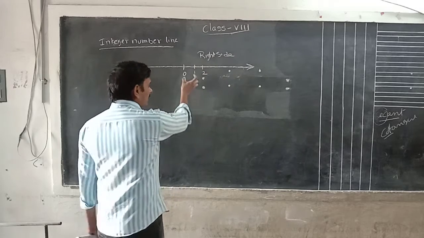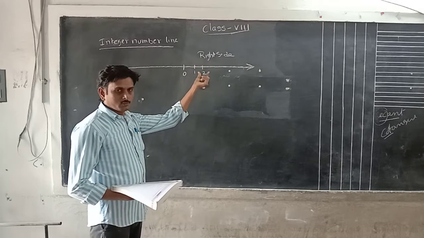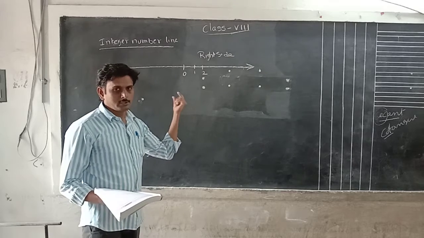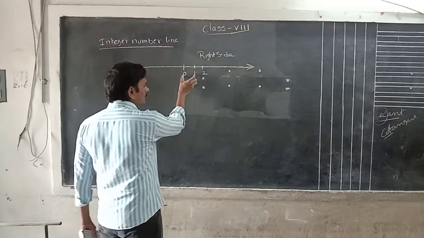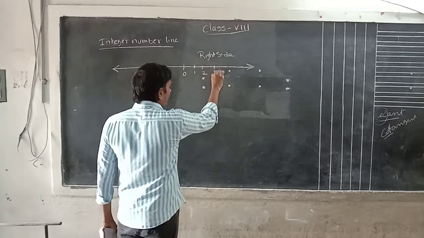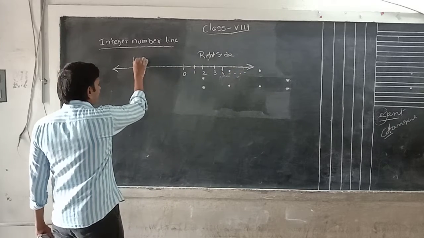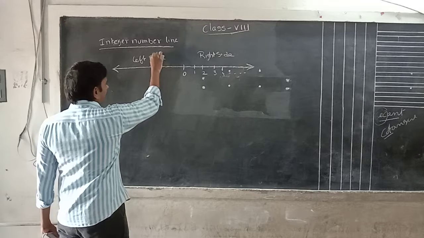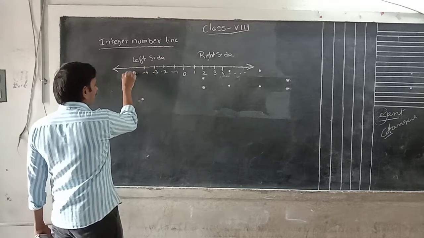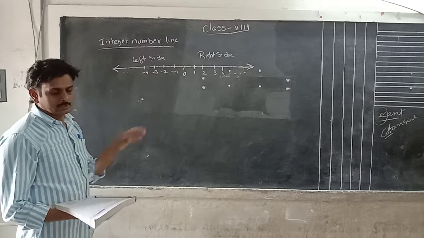While marking the numbers, they have to be at approximately equal distance. Don't write them very far; the two digits should be near each other. These two should be the same distance, and these two should be the same distance compared to this. 3, 4 and so on. And on the left side of the number line, we can write -1, -2, -3, -4 and so on. Like this we can write the integer number line.